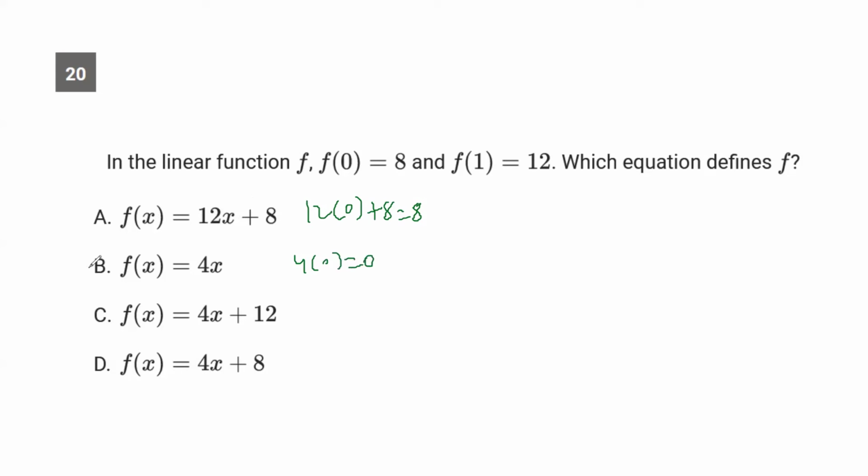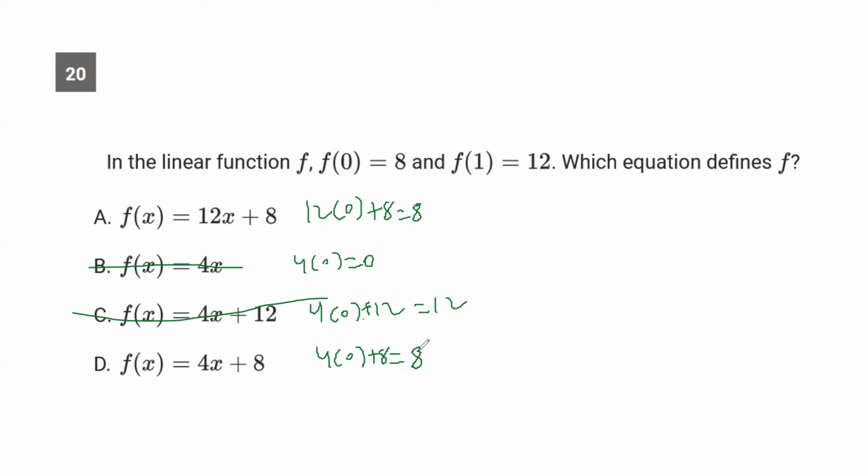does not work. When you plug in 0 here, plus 12, this equals 12, so this does also not work. And when you plug in 0 here, again, you don't need to write these out, right? This is just for illustrative purposes. If you do these in your head, that would be wonderful. And you get 8. So we have A and D as options.